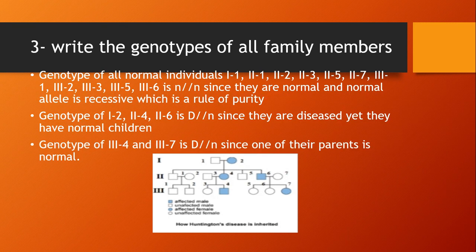The genotype for 3 4 and 3 7 is also capital D small n, but here we cannot refer to their children, we can only refer to their parents to prove that their genotype is hybrid. For example, taking 3 4, you can obviously see that his father is normal, so his genotype is NN, and he will definitely give the N allele to his son, and he will receive the capital D from his mother, so his genotype will be DN. This is also applicable for member 3 7 in this pedigree.